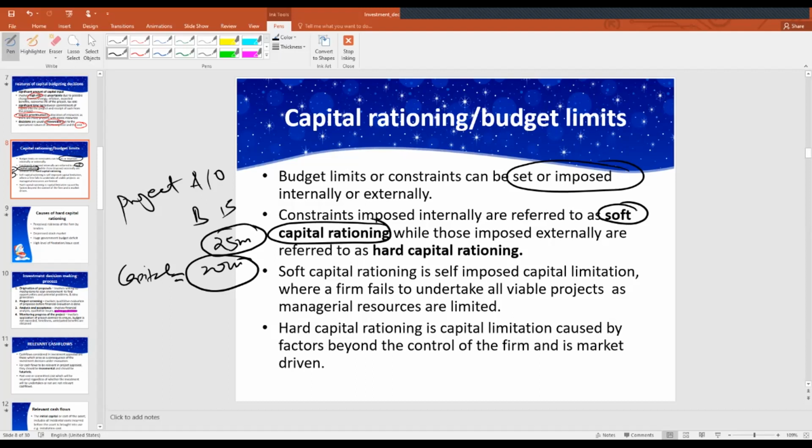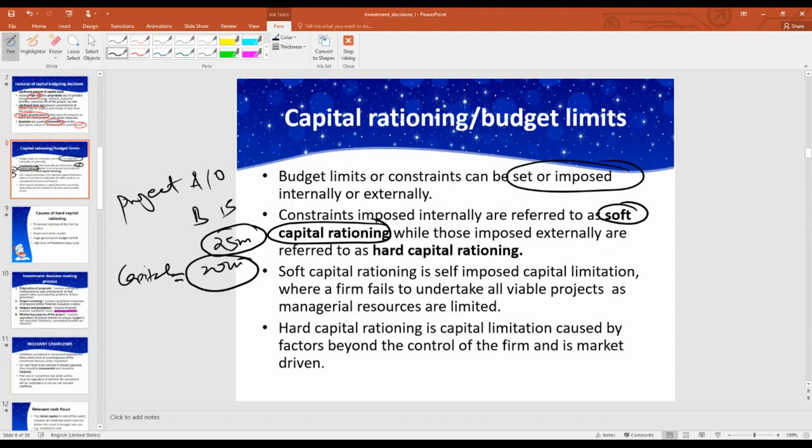It is the company, for example the board, who dictate that we are not going to be borrowing money. We are only financing from what we have, and what we have is 20 million. So this restriction has been imposed within the company. It's the management themselves who have made this restriction.